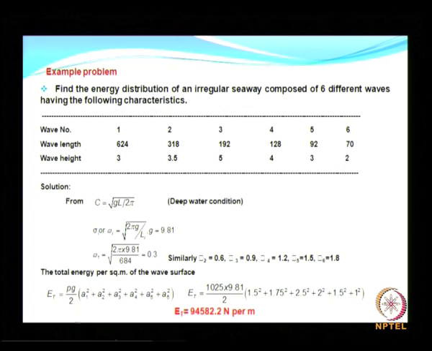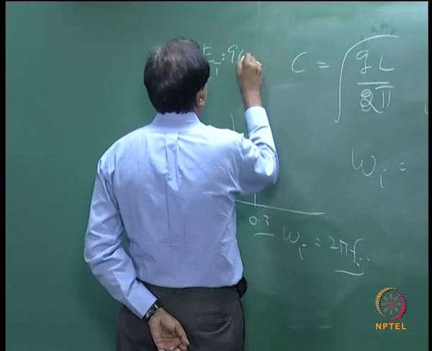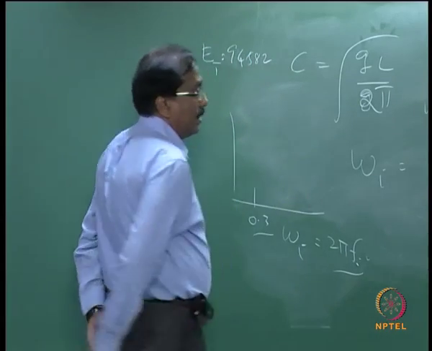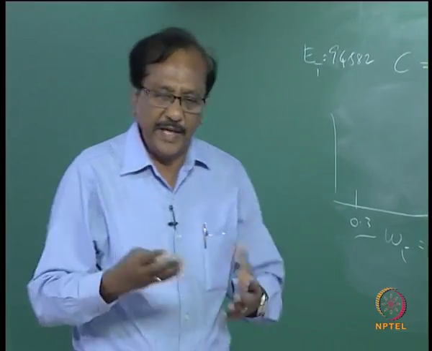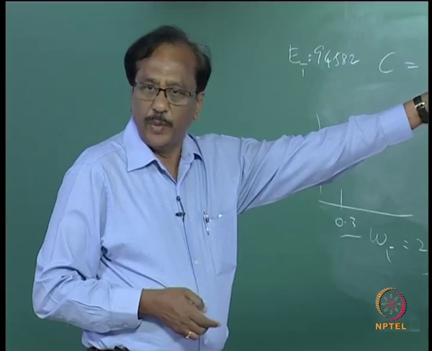So, you see that here the gamma is there, and 1.5 is the amplitude, 3.5 is the wave height, and similarly 3.5 here, this is 1.75. So I add up all these values and what do I get? I get the total energy as equal to 94582 Newton per meter. What does that mean? That is the total energy contained in these 6 waves.